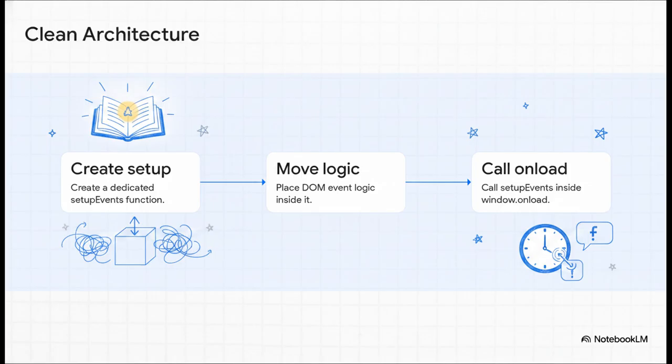First, you create a brand new dedicated function. Let's name it setup events. Second, you take all of your DOM event logic, all that code to grab the button and the content div, and you place it securely inside this new function. Finally, step 3, you go to your window.onload event, and the only thing you put inside it is a call to setup events. Now when the window finally loads, it politely taps your setup function on the shoulder and says, okay, the HTML's ready. Do your thing.